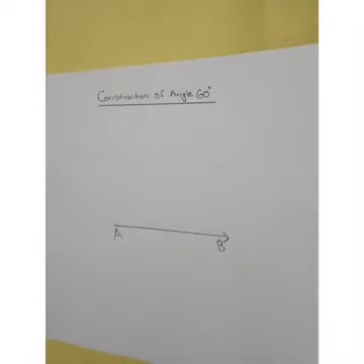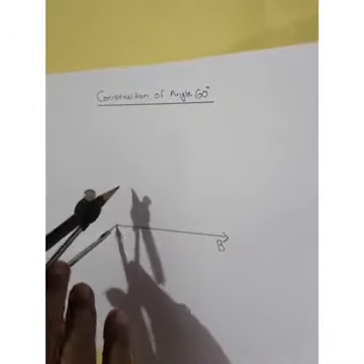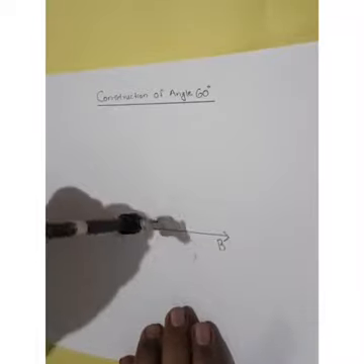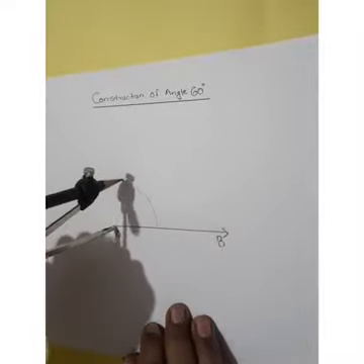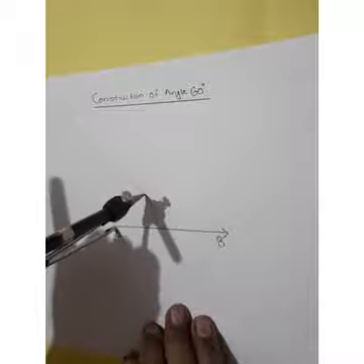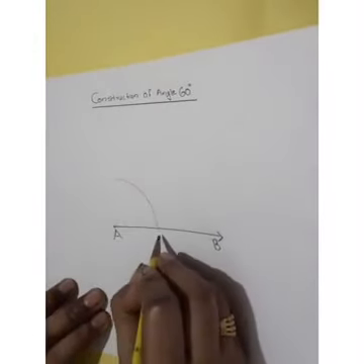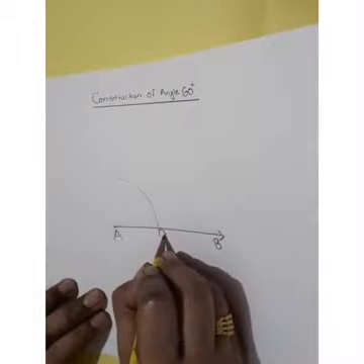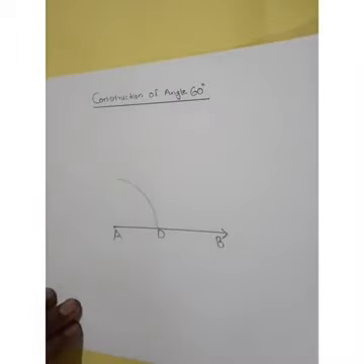First step, we need to take compass and, taking A as center and any one radius, draw an arc which intersects AB at the point D. This is the point D. So first arc from A with some radius, construct an arc which intersects the ray AB at the point D.